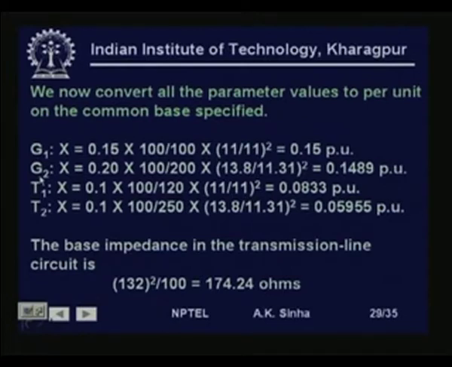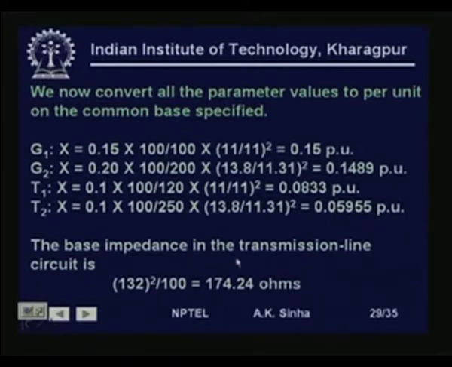So, using the same relationship, we find out the value of reactance for G2, which comes out to be 0.1489 instead of 0.2. Similarly, when we convert it for the transformers, we get for T1 the value on 100 MVA base as 0.0833 per unit, and for T2 we get 0.05955 per unit.